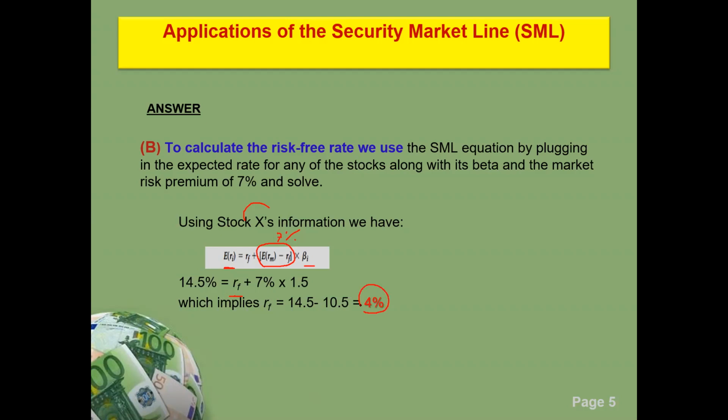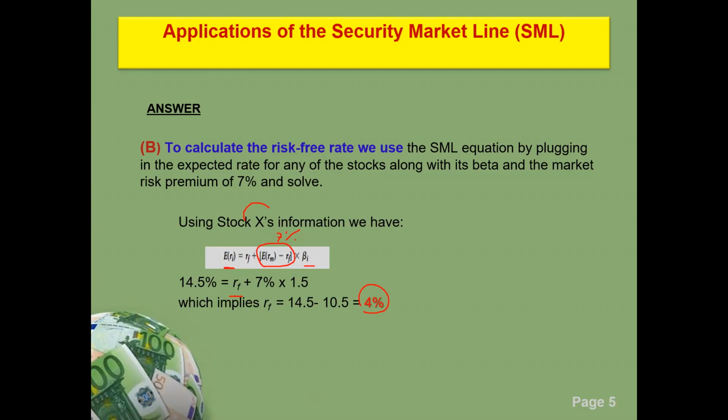RF is 4%. So you can use stock X, or if you want to use stock Y, use stock Y. The answer will be the same; there will be no change. Use either of these two stocks to reach the required number. CAPM helps us find missing information, whatever is missing.